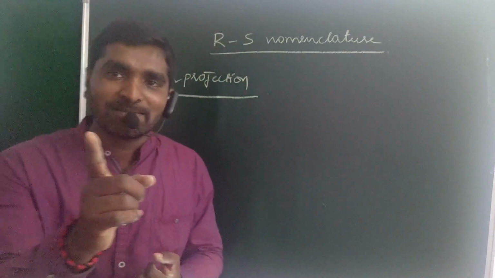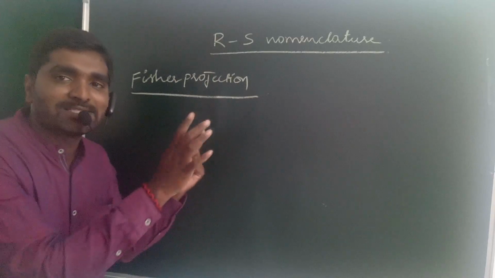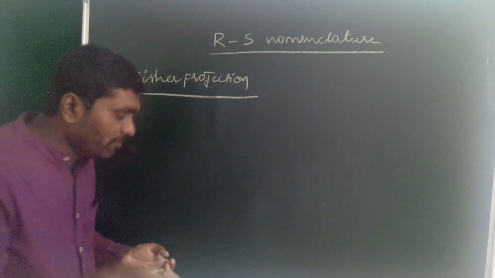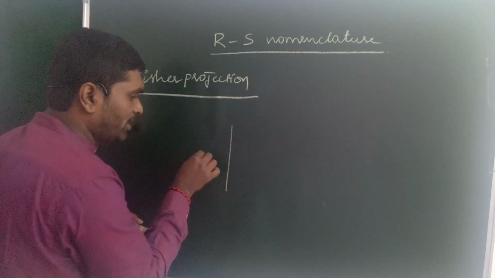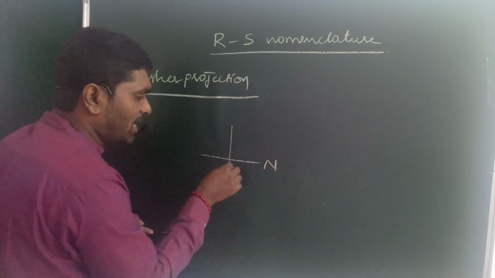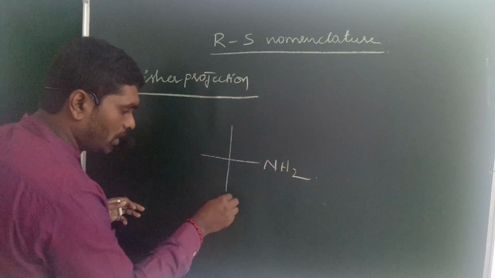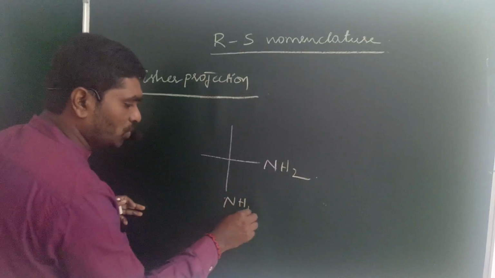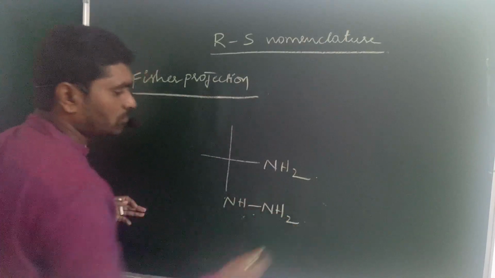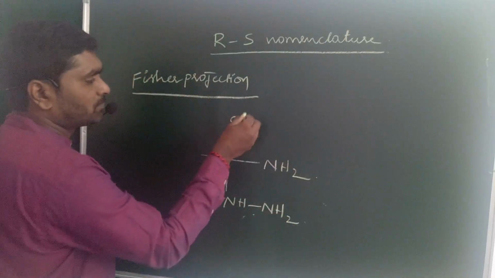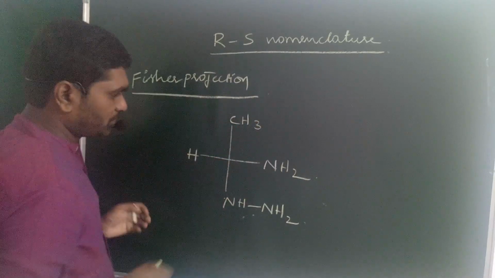Most important one, guys. So in Fisher projection formula, how can you find the RS nomenclature? Explained with the first example. Look at this one. So maybe this carbon is bonded with the NH2, next one NH2. Second one may be the CH3. Fourth one may be the hydrogen.